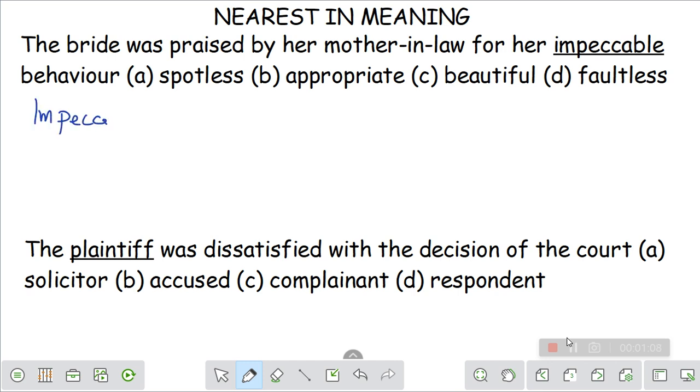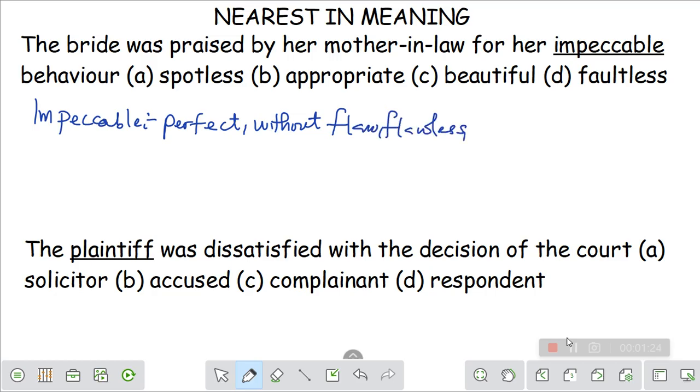The meaning of impeccable is perfect. Something that is perfect, without flaw. That is, it is faultless. Something that is flawless. That's what we mean by impeccable: that it has no mistake, it is perfect.